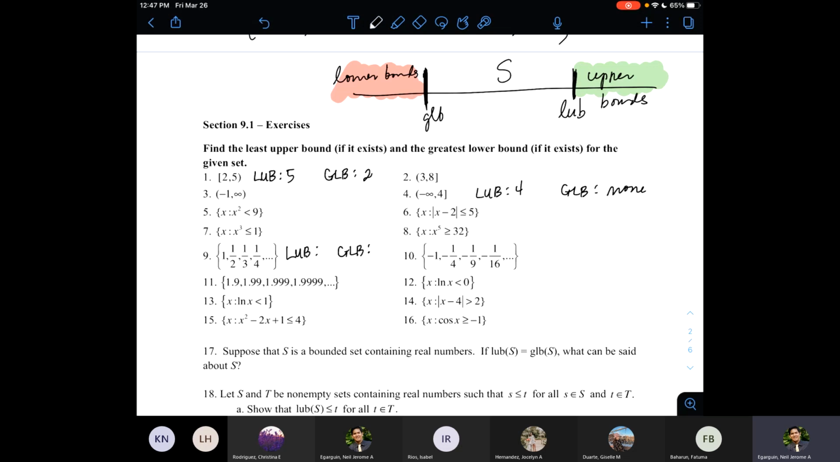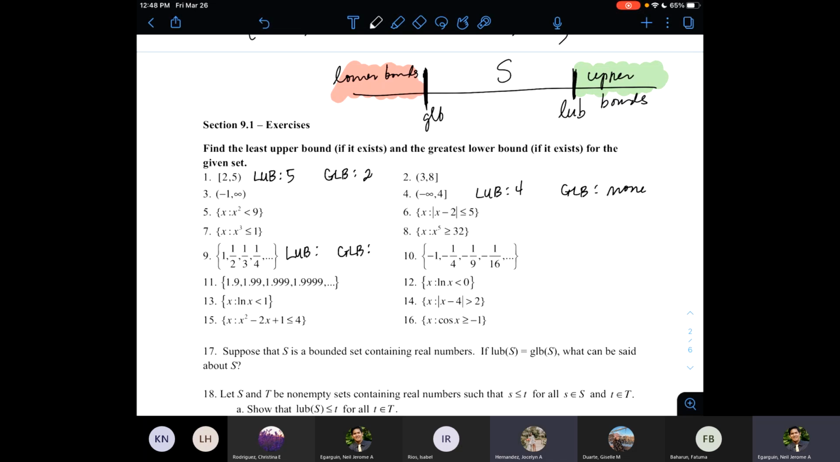What's the least upper bound? There would be none. Nope, try again. Maybe you can start by thinking, what are examples of upper bounds? When you say upper bounds, those are numbers that are larger than everything in this set. So can you give me one example?